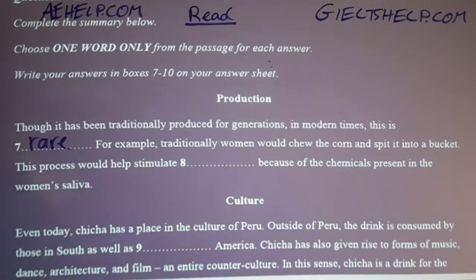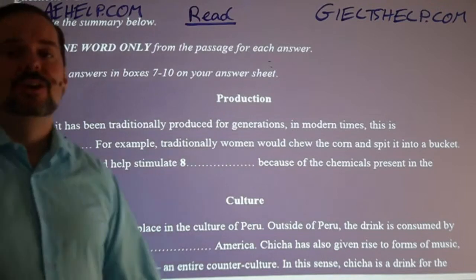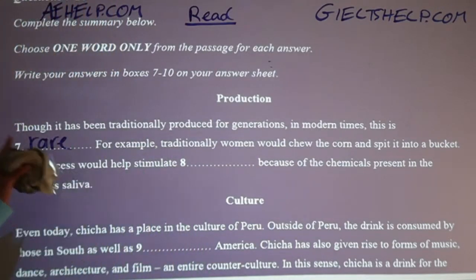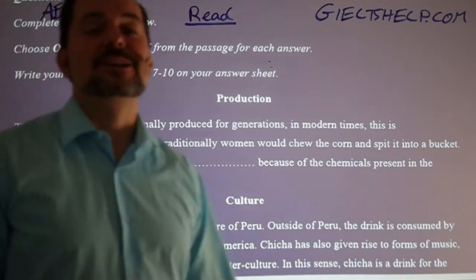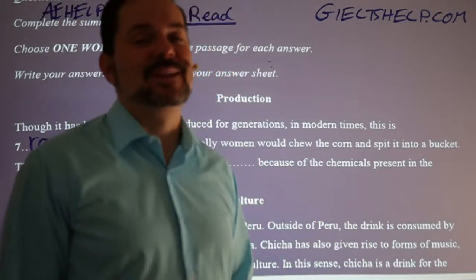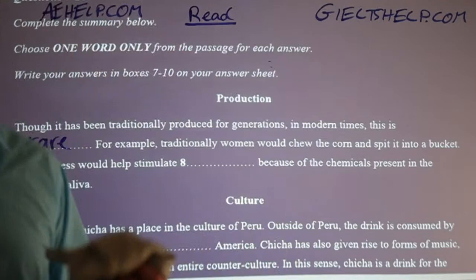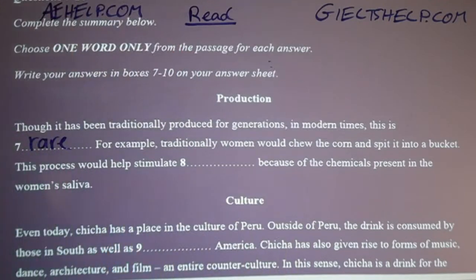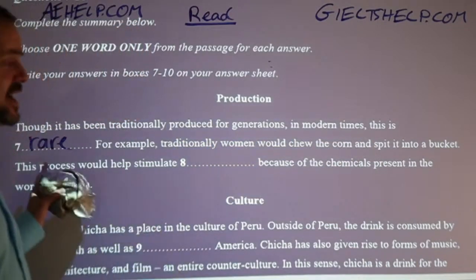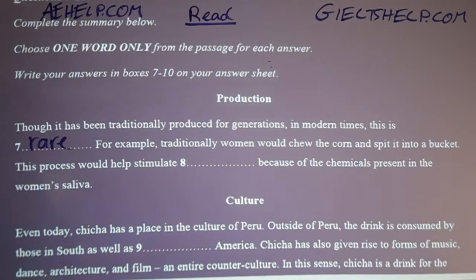All right, now if you have to check, you can go back to the passage. But again, you have to be able to answer at least half to 60% of questions without reading or going back because you'll run out of time, okay? So you should do good reading and then answer without going back, okay? All right, so though it has been traditionally produced for generations, in modern times, this is rare. Yeah, it's rare that you're going to find chica that's produced by spitting.